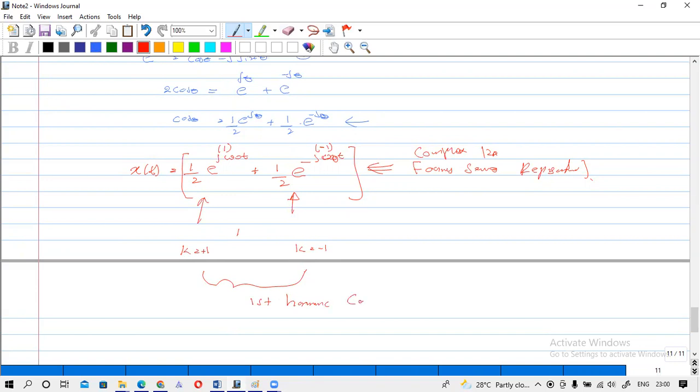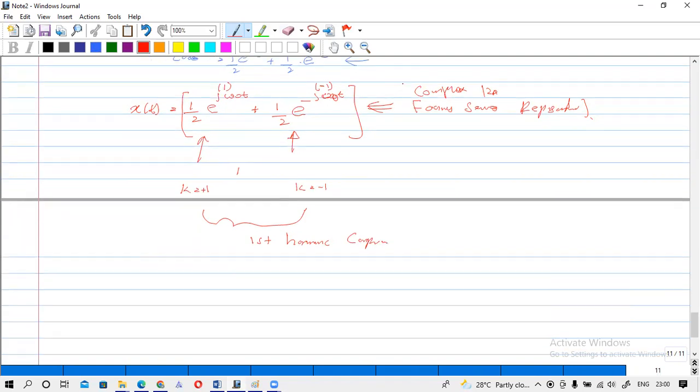You don't have a DC component here, and you only have first harmonic components. That means you will have only one harmonic here. Okay, so here the C1 is equal to half, C -1 is equal to -half. So you have only two harmonics.